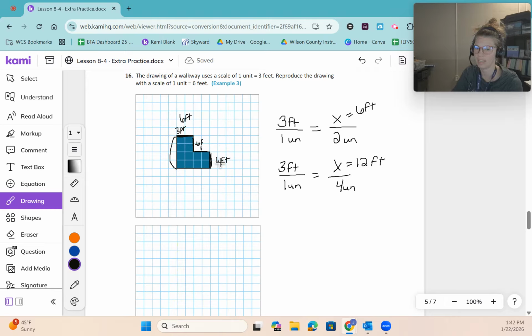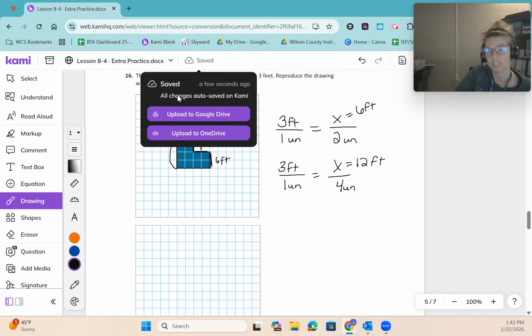Some of you probably did that in your head. You were like, okay, 4 is double 2, and so 6 times 2 is 12. You could do it that way too. But this is how you set up a proportion, equivalent fractions, to find a missing piece. Okay, so now we can recreate this.